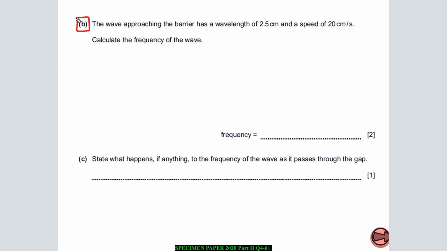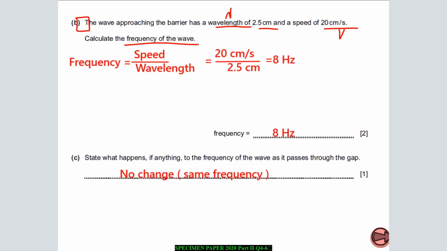Part B is simply asking us to calculate the frequency of the wave. So what is given to us? The wavelength is given to us, meaning lambda is given. Its value is given in centimeters, and the speed v is also given, in centimeters per second. We need to simply calculate frequency. So simply we can calculate frequency.